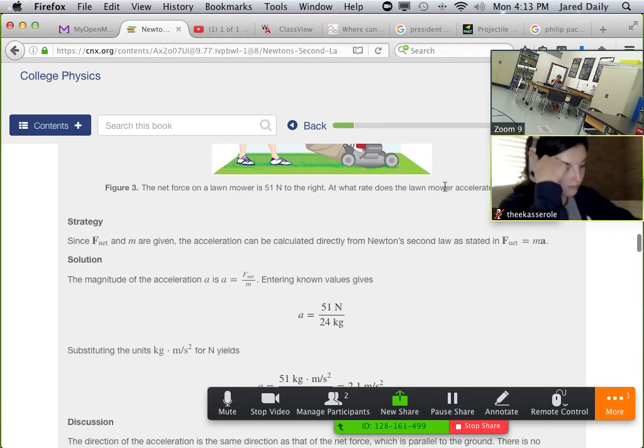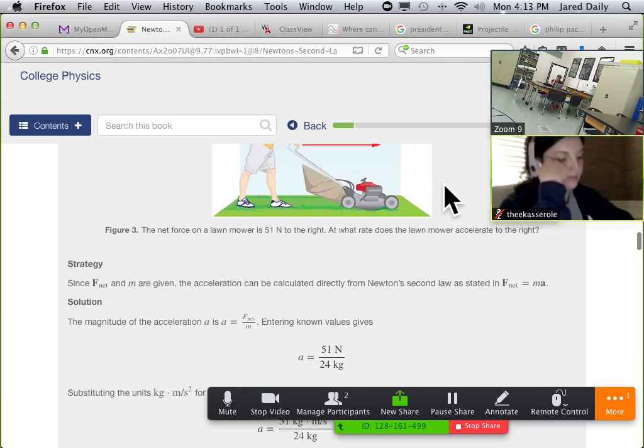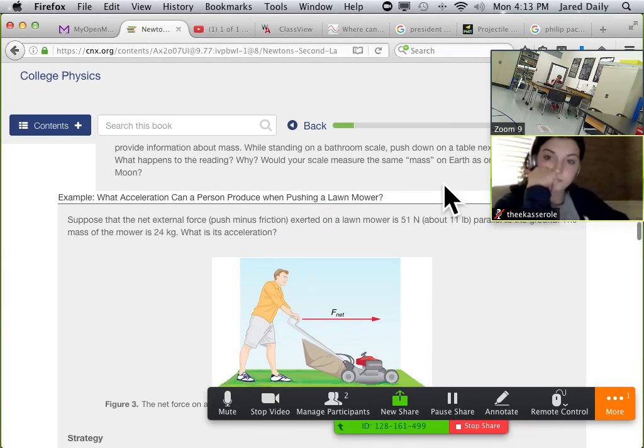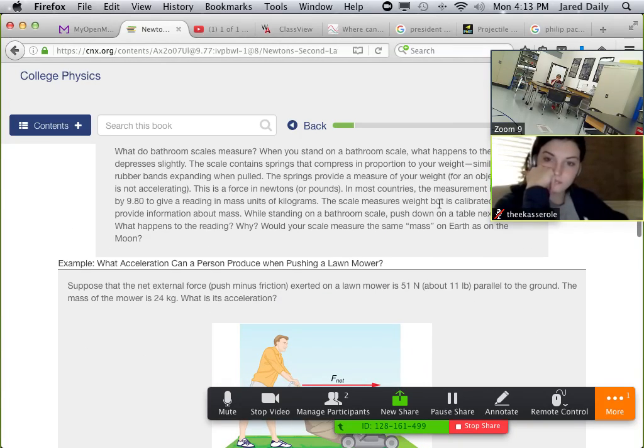Okay, so in this lawnmower problem, we know that, first of all, the lawnmower force is about 51 newtons. That's the net force that's exerted on the lawnmower. Notice that they said the net external force, the push minus the friction. So they've already done that math for you. And then they say it's parallel to the ground. The mass of the mower is 24 kilograms.